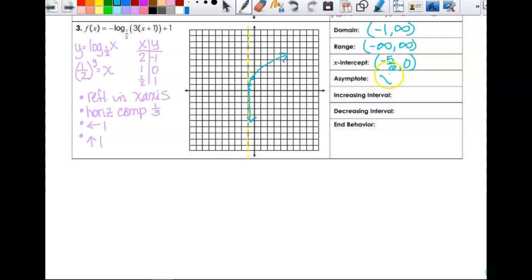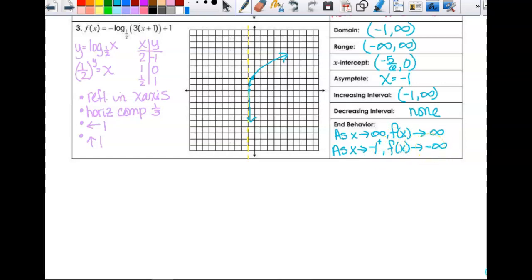My asymptote is at x equals -1 because it's vertical. It's increasing the whole time, from -1 to infinity, and it's not decreasing at all. Then my end behavior: as x approaches infinity, f of x approaches infinity. And as x moves to the left, it doesn't approach negative infinity, it approaches -1 from the right, and f of x approaches negative infinity.